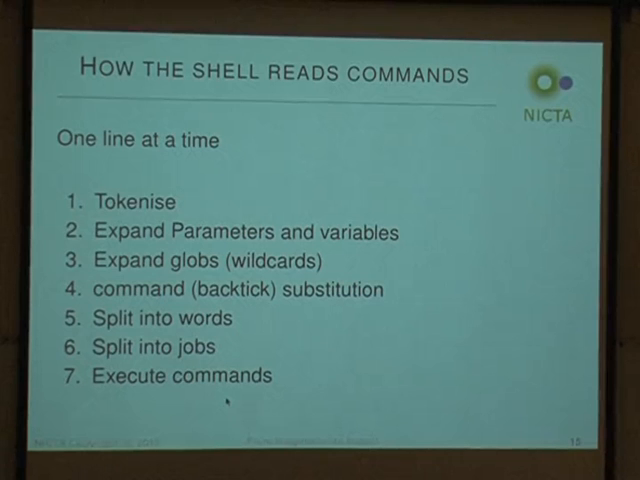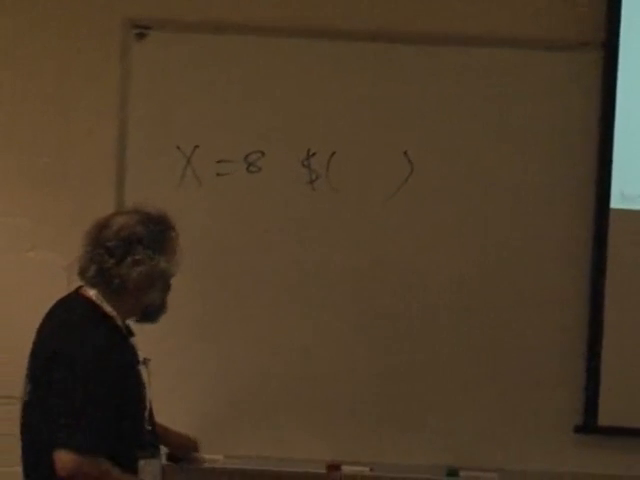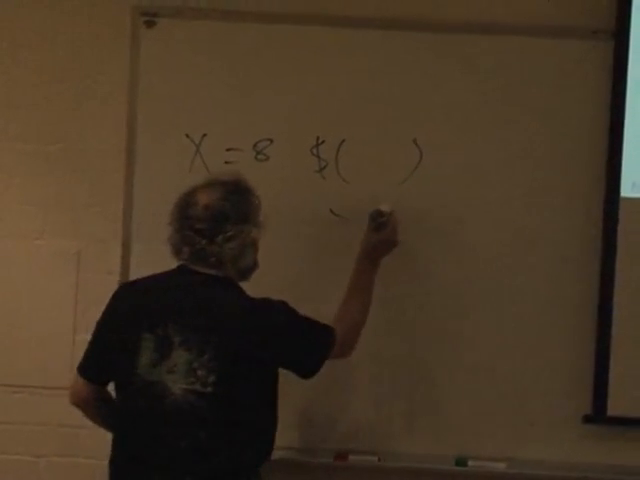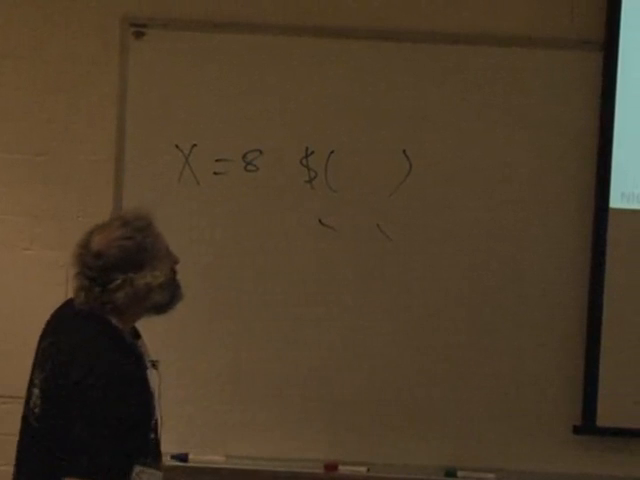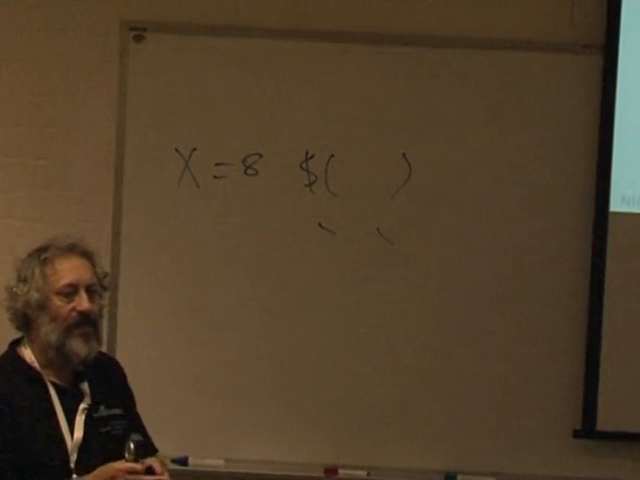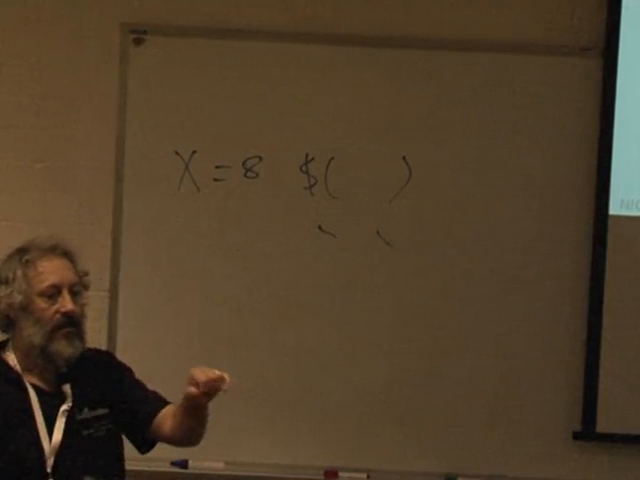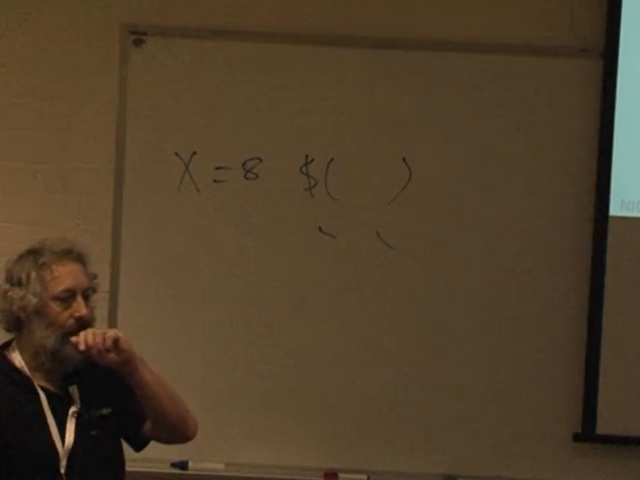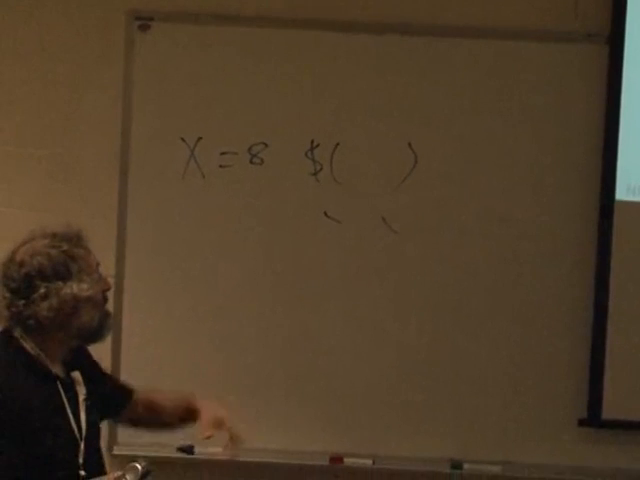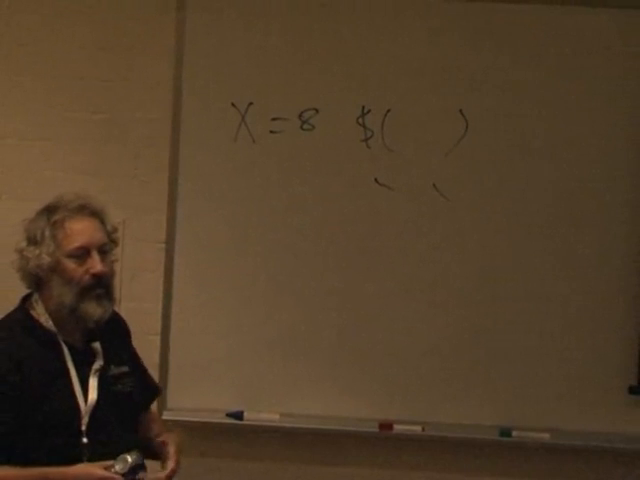It then looks for command substitution, that's the dollar-parenthesis construct, which is also spelt with backticks. Once it's done that, it splits the result into words. Each word is immutable after that point. It's then split into jobs, which I'll come to in a little while, and finally we can execute the command.